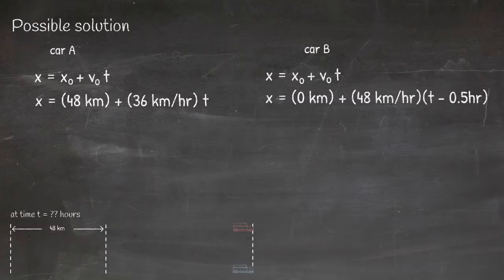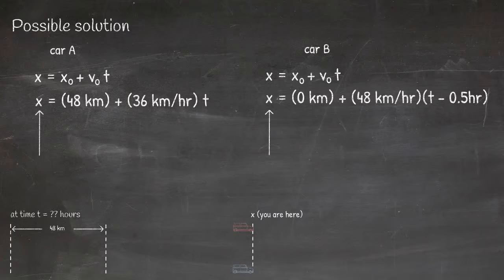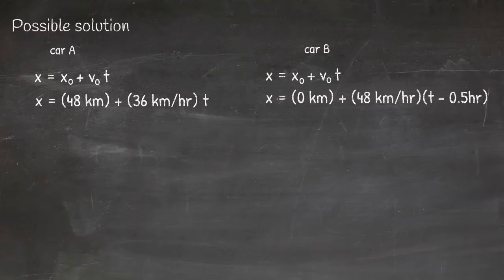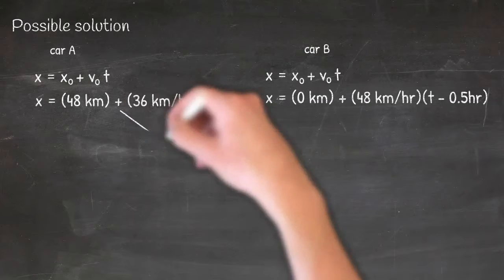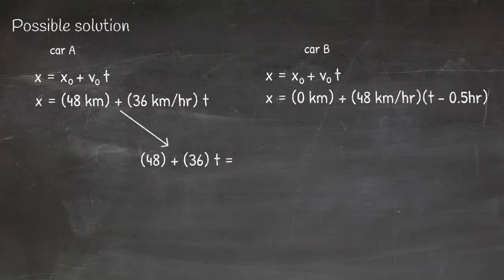Now, when car B passes car A, what we know is that the position will be the same. The x on the left-hand side of each of these equations will be equal when the cars pass each other. Okay, so I'm going to take those two equations and set them equal to each other. So from the left-hand equation for car A, we get 48 plus 36t. I've left off the units here just to make it look a little less scary.